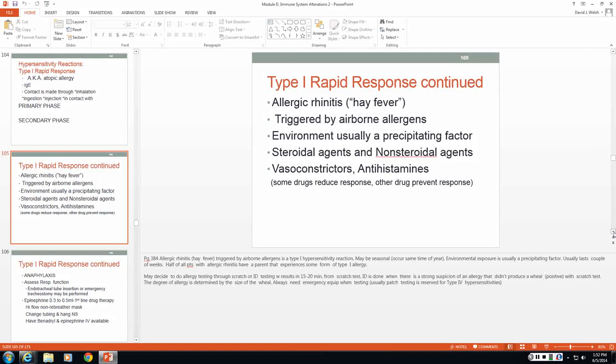There always needs to be emergency equipment when testing. Usually patch testing is reserved for type 4 hypersensitivities. So when we talk about emergency equipment, we're talking about what? A crash cart, epi at the bedside, okay?